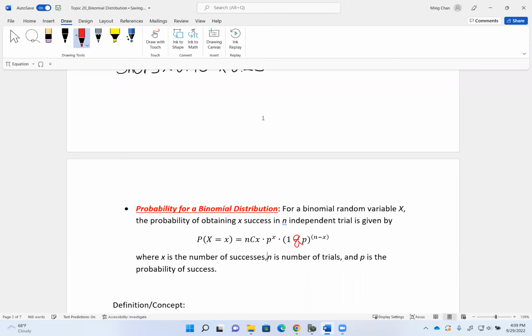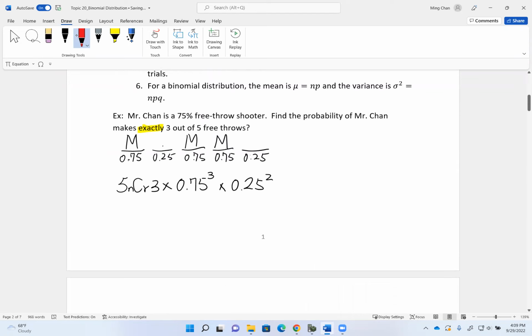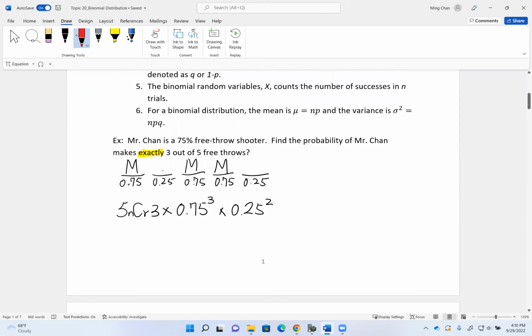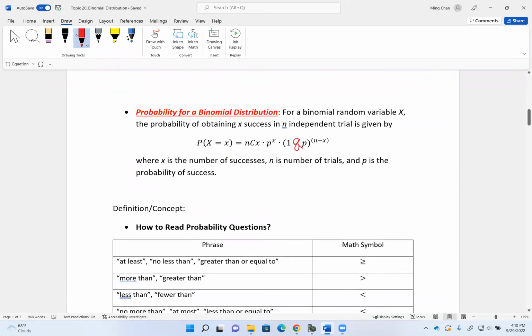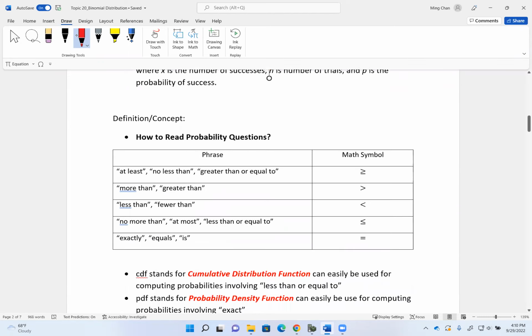Okay, so that's the formula to actually find the probability of making exactly 3 out of 5 free throws. That's a binomial distribution. You know it's a binomial distribution because you only get 2 outcomes, success and failure. A couple of examples we're going to do in a minute will show how a binomial distribution is identified.